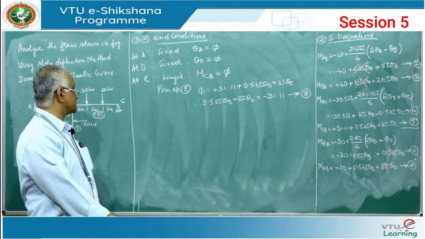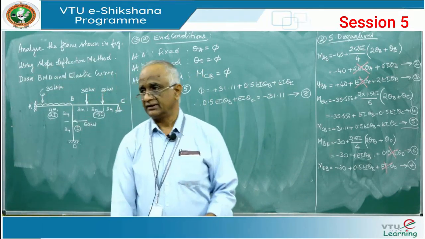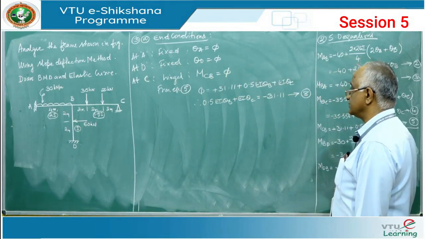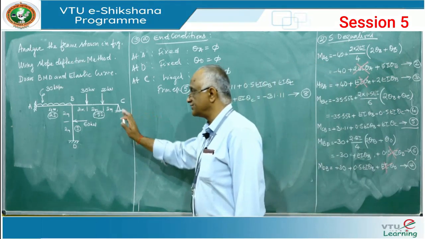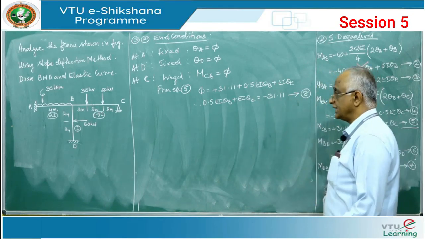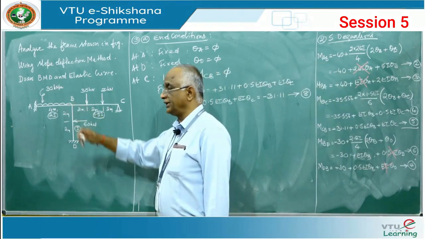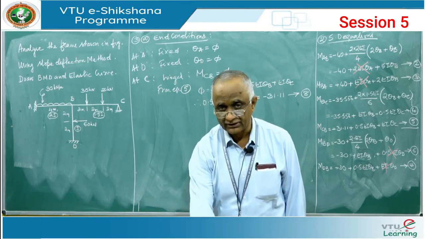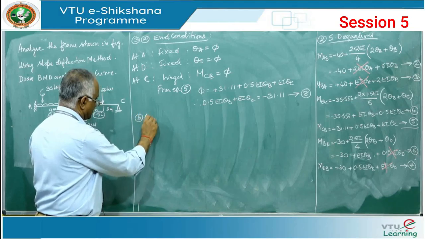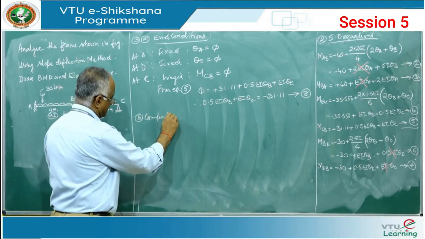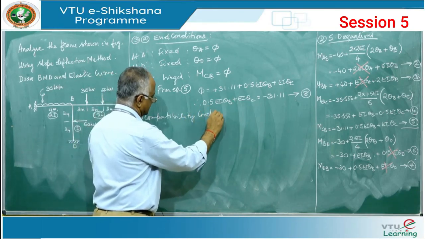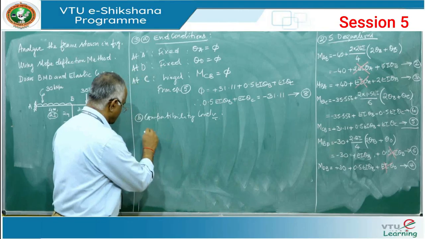So, out of the four unknowns theta A, theta B, theta C and theta D, you could eliminate theta A and theta D because the ends are fixed. And using the condition at C, because it is a hinged end or simple end, we can get one equation. We need to get one more equation, that you can get from the joint B. Use the joint equilibrium, or you can also call that the compatibility condition. So at B, it is the compatibility condition, it is nothing but your joint equation.